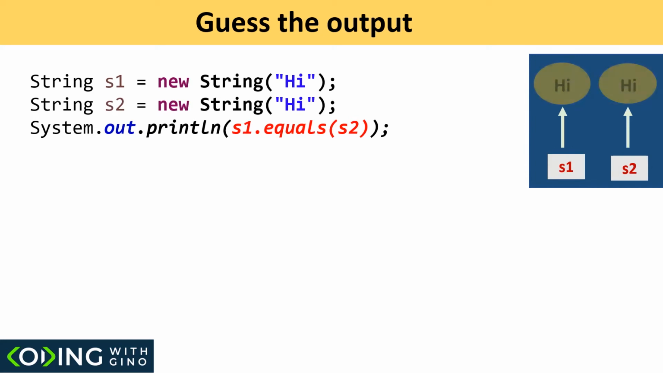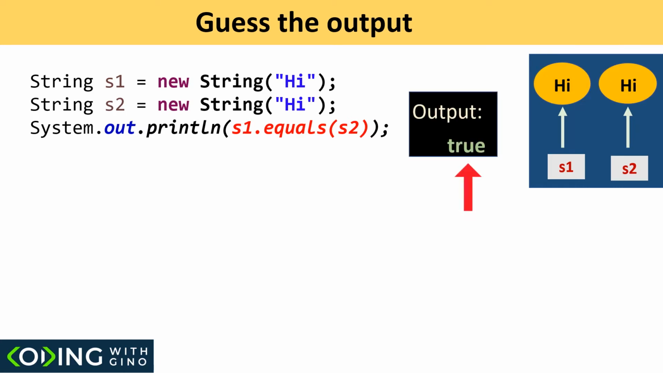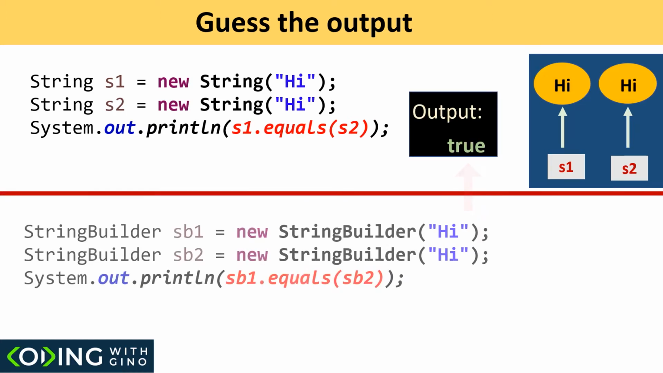Internally, it looks like this. There are two string objects. We already know that equals method of string class checks whether data of two objects is equal or not, so output is true. Next, instead of string, we created StringBuilder objects.